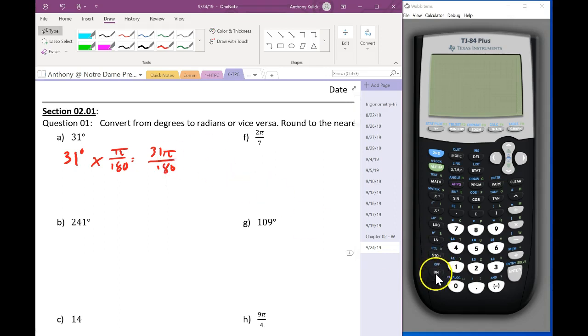If I want to get a decimal approximation out of this, I can do 31 pi divided by 180 on my calculator. And that would come out to about 0.54.